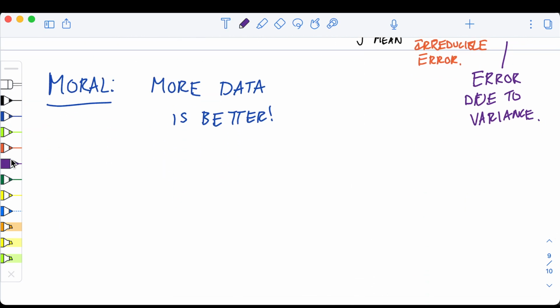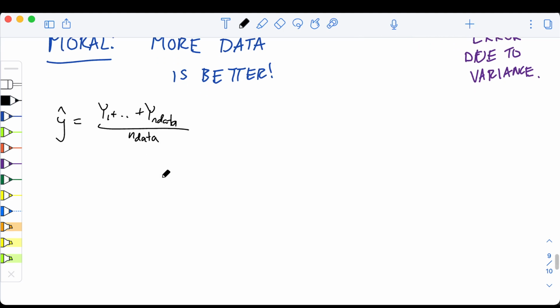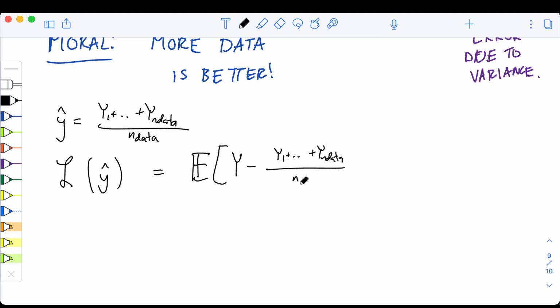Okay, so here is the proof of the error formula. What I'm gonna do is write y hat equal to this average, (y1 plus dot dot dot plus y n data) divided by n data. And I'm gonna calculate the loss of y hat. We had a formula before, we already simplified this. So you could write this as the expected value of (y minus (y1 plus dot dot dot plus y n data) over n data) squared, and then take the average. This is the average over y. So E sub y means take the average over the y.